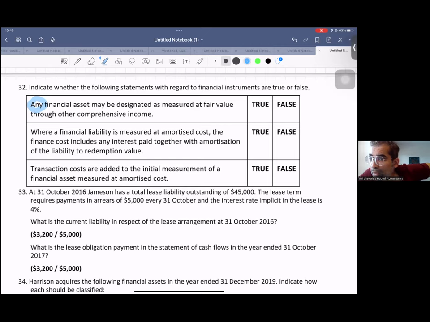Why? Because when you have invested in a debt instrument, there was a category of amortized cost. There was a category of fair value through P&L. So if your business model is for the long term and for the collection of cash flows, you cannot record at fair value through OCI. So the word any, it's dangerous. Any financial asset, no. So the answer is false.